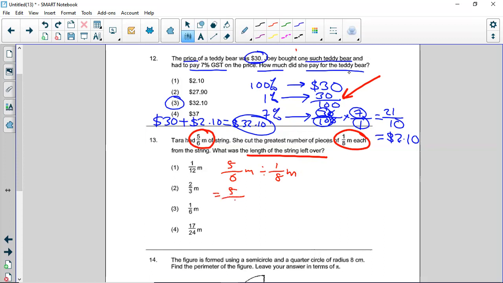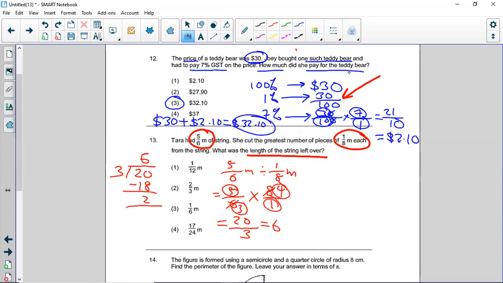So you take 5 over 6, keep the first fraction, change the divide to times, and flip upside down. Then you cancel, divide by 2, and then divide by 2, right? And then you multiply because you cannot cancel anymore. So 5 times 4 is 20, and then 3 times 1 is 3, and then you change it to a mixed number. So what is 20 divided by 3? 20 over 3 is 6 times 3, 18, and your mixed number is 6 and 2/3.